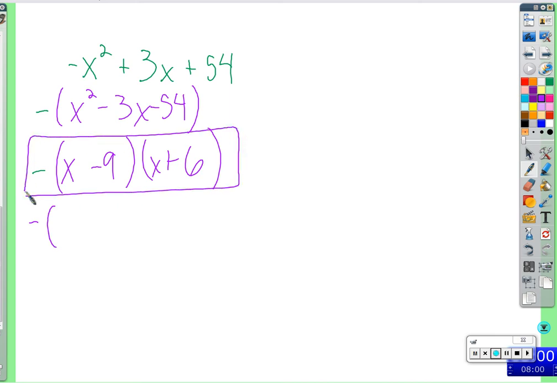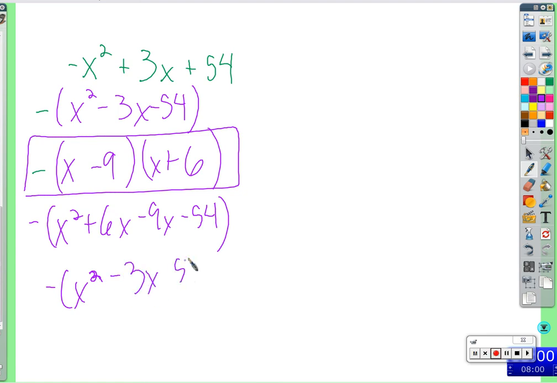We're just double checking. X times x is x squared. X times 6 is 6x. Negative 9 times x is negative 9x. Negative 9 times 6 is negative 54. Combine these together in the like terms. Minus 3x, minus 54. Great, that's exactly what this was before we factored it. If we distribute the negative back in, we'll get negative x squared plus 3x plus 54, just like the very, very original thing. So yeah, that's correct.